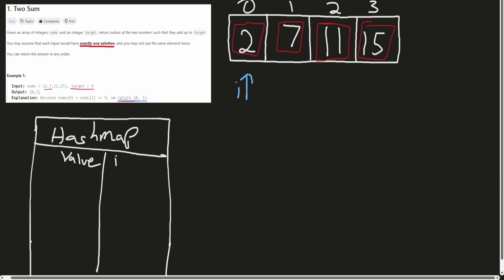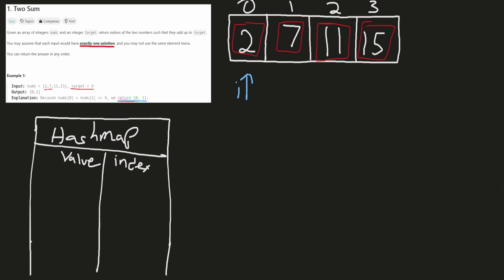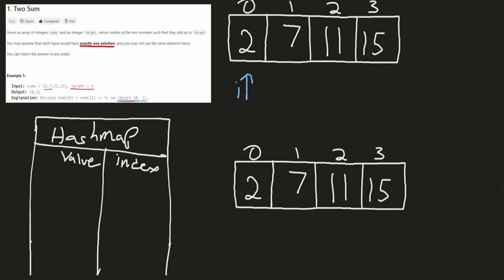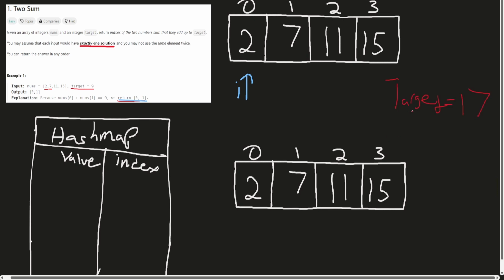Here we have the index. And what do I mean by index? Where the value's position is in the original array. So the 0, the 1, the 2, and the 3. And what does this mean? This is just going to be what we loop through, and this is where the math happens, the magic happens. So first, we want to set a target. So we're going to say our target is 17.